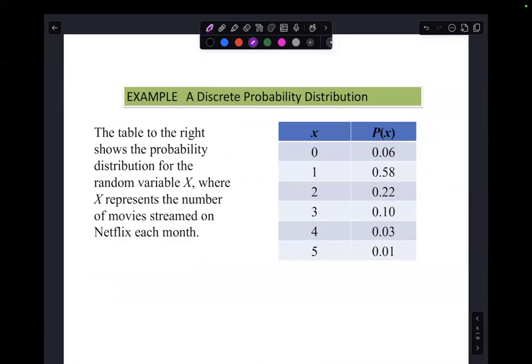So here's the first one. The table on the right shows the probability distribution for a random variable X. X is the number of movies streamed on Netflix each month. So this would be like one household, how many movies they streamed on Netflix each month. And if I add all these values together, they should add up to 1.